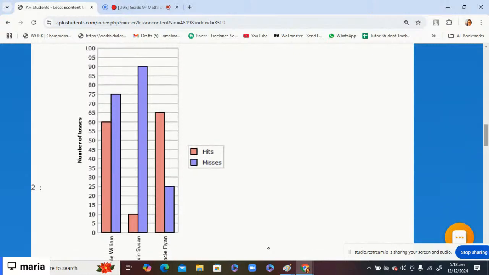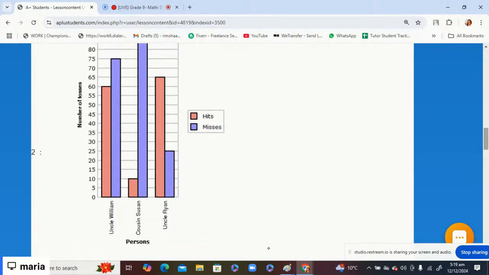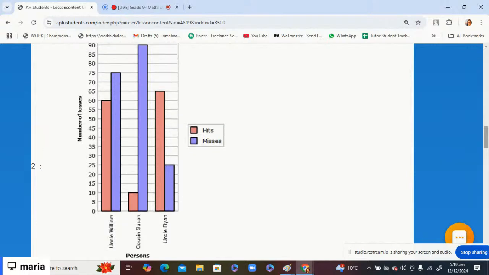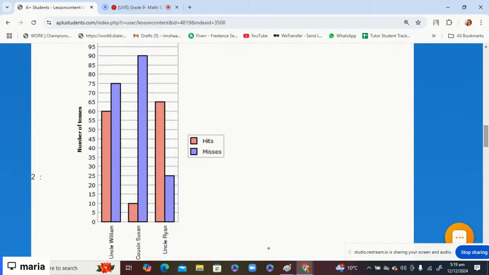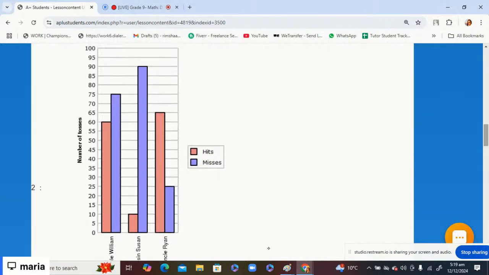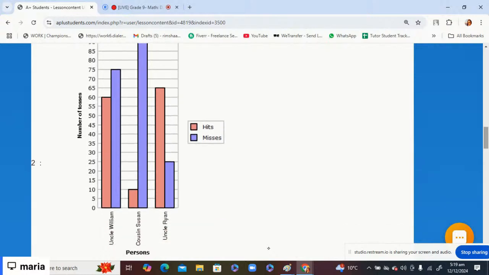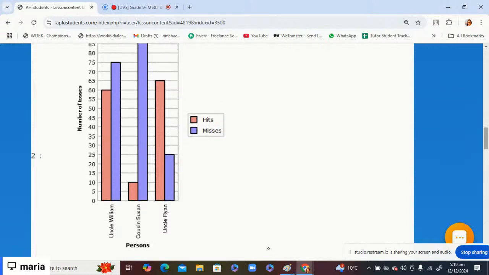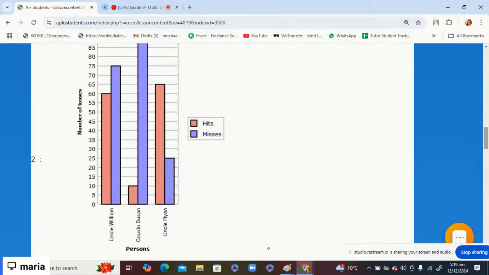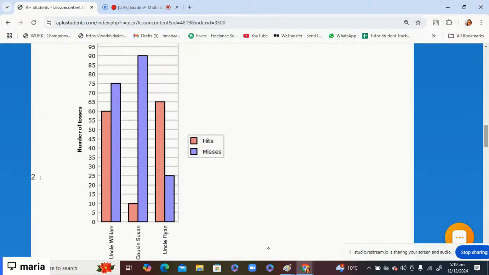The number of tosses goes from 0 to 100. William shows hits of 60 and misses of 75. Cousin Susan has only 10 hits and 90 misses. Now Uncle Ryan hits 65, which is the greatest, and misses only 25.